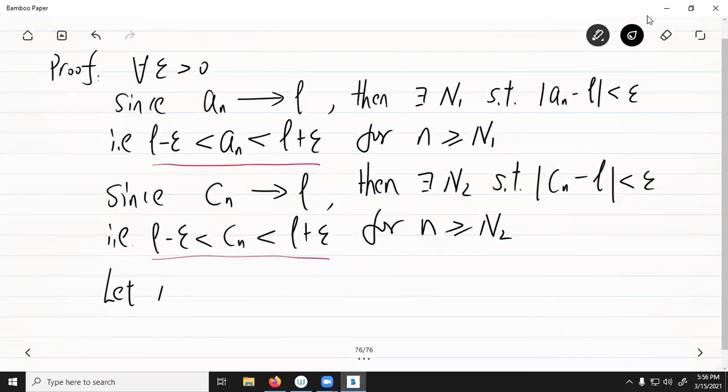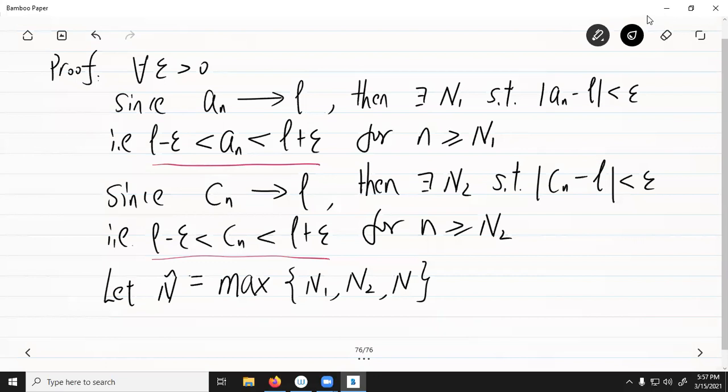Let N tilde be the maximum value of n1, n2, and n. If lowercase n is greater than this capital N tilde, that means this lowercase n must be greater than or equal to n2, must be greater than n1, must be greater than n. So these three inequalities are true simultaneously, right? This is the technique we often use, and we use it a lot in our proofs.